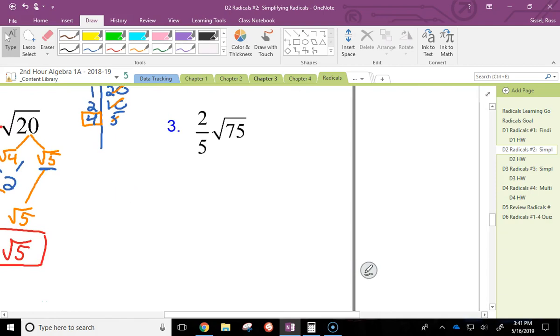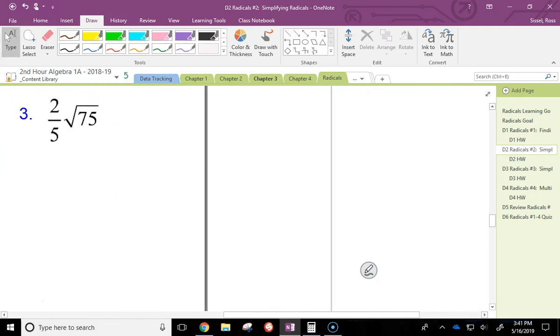Number 3 looks a little more tricky because it has a fraction. Nothing changes. I'm just going to take this fraction and put it down here for right now. And if I use the right number, that'd be even better. Alright, so 2/5 times... I have to find my factors of 75. Did my number wrong. So I'm going to go over here. Factors of 75.